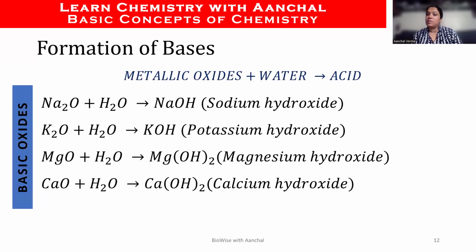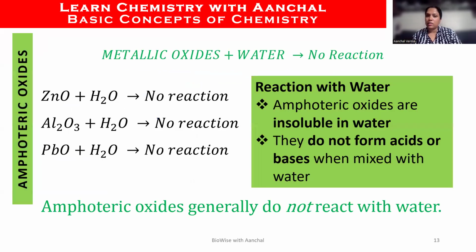Then what are bases? Bases are formed when metallic oxides react with water. What are the metallic oxides? Like sodium oxide, potassium oxide, magnesium oxide, calcium oxide. When they are dissolved in water, they lead to the formation of bases, right? Like NaOH, that is sodium hydroxide, potassium hydroxide, magnesium hydroxide, calcium hydroxide. And these are called basic oxides because they lead to the formation of bases. Understood? There is one more group of metals which form amphoteric oxides.